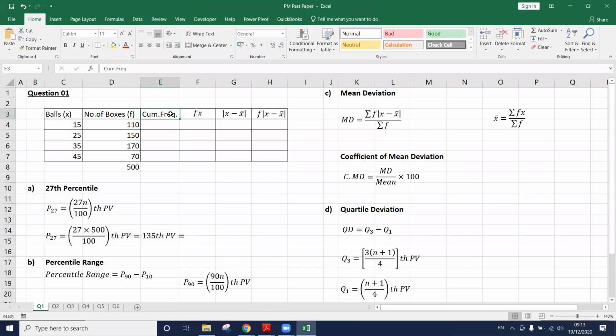To find the 135th position, we should have the cumulative frequency column. First, 110, then 110 plus 150 gives 260. Adding the next one gives 430, and adding the 70 gives 500. Therefore, this is our cumulative frequency column. Now you can directly find the P27 value. Where is the 135th, as per this cumulative frequency column?